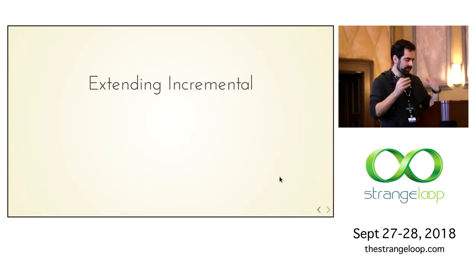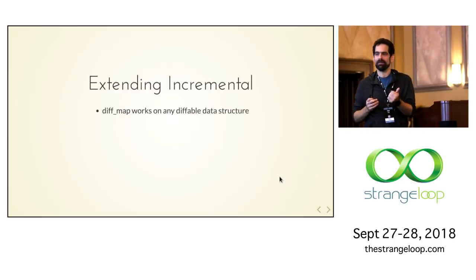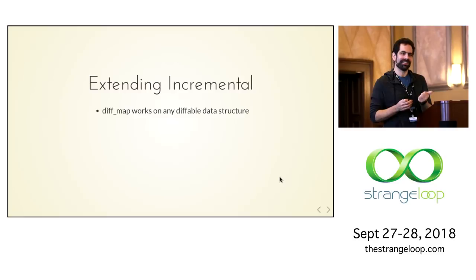So, just to gather what we've done here, we've extended incremental in a number of ways. We added DiffMap, which all it required is the stomach to stick a little mutable piece in a closure somewhere, and now we have a general-purpose trick that works on any diffable data structure. And then we built split and join on top of this expert interface.